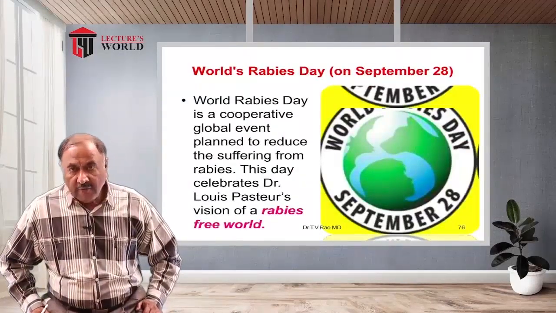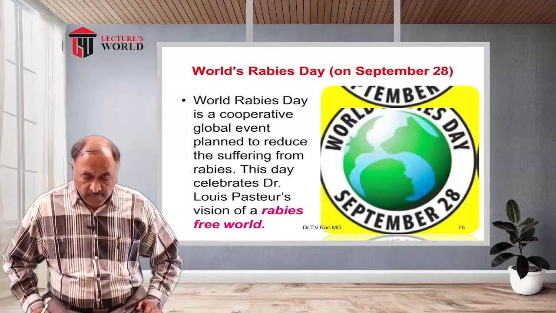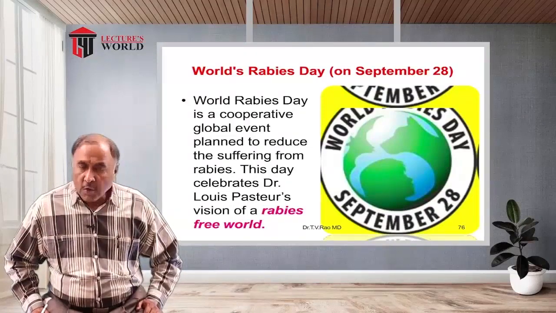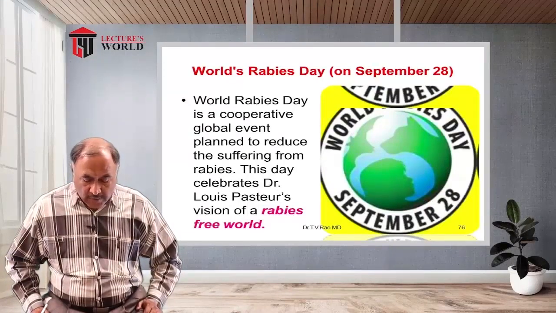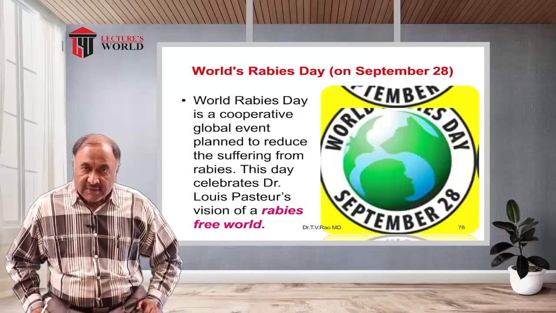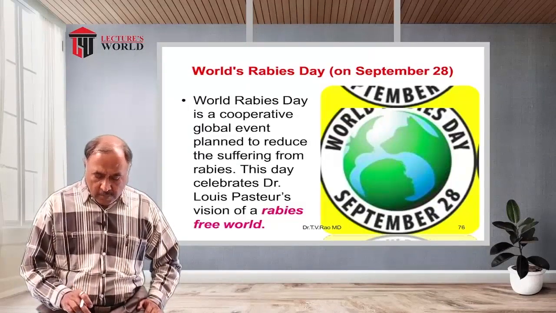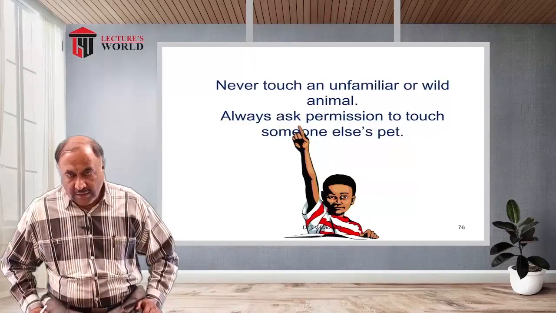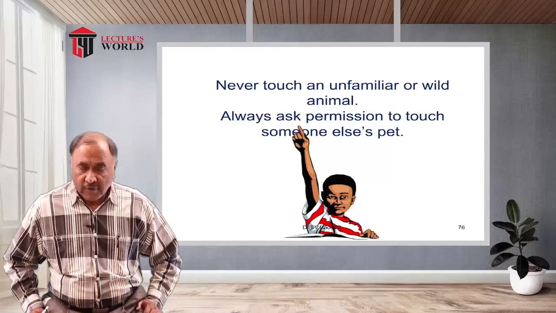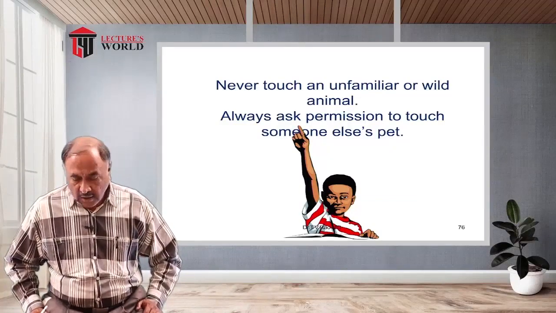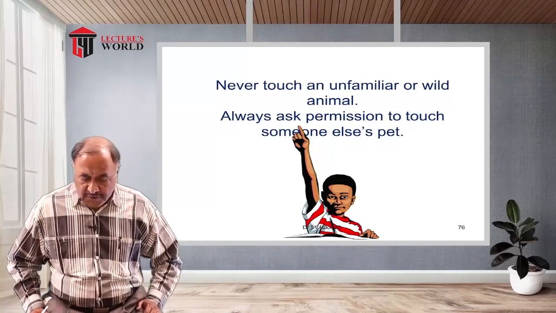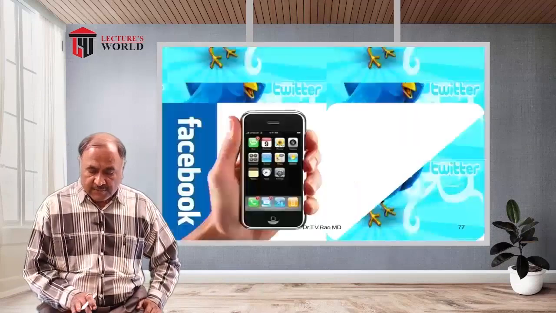Every year on September 28th, World Rabies Day is celebrated, a day where cooperative global events are planned to reduce the suffering from rabies. This day celebrates Dr. Louis Pasteur's vision of a rabies-free world. So, at the end, the word of caution is: never touch an unfamiliar or wild animal. Always ask permission to touch someone else's pet.